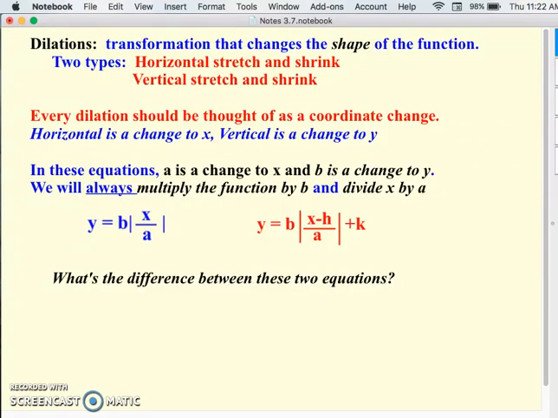So what we need to do first is just describe how they happen. And you've got 2 types. There's going to be a horizontal and a vertical. And what we call it is a stretch or a shrink. If you stretch it out horizontally, the graph would get wider. So as an absolute value, basically it would open up like a mouth opening up. It would get narrower if it's a shrink.